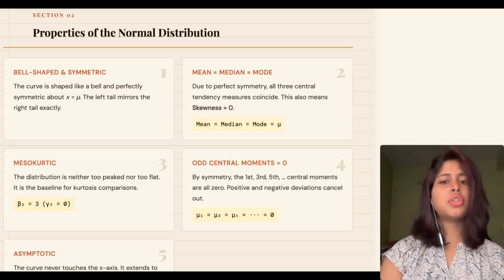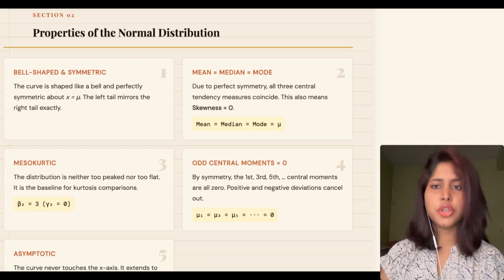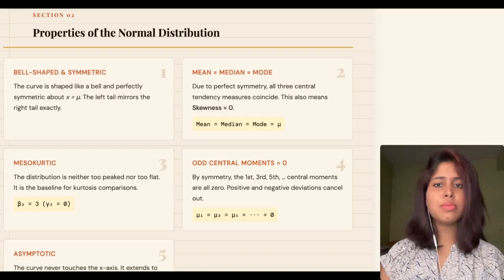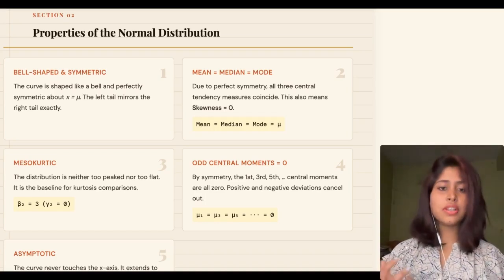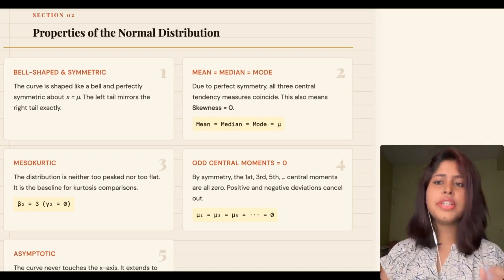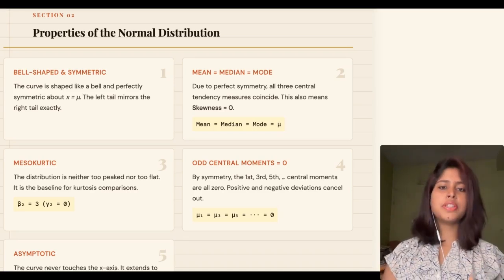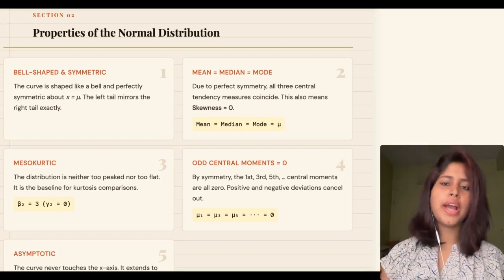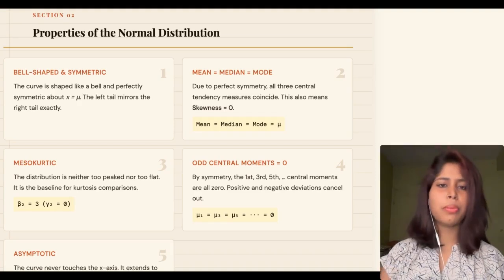Okay, now coming to the next property, which is that all odd central moments are equal to zero. This is a direct consequence of symmetry. The first central moment, the third, the fifth, all are zero. Why? Now, this is a natural question. Because in a symmetric distribution, for every deviation that is plus d from the mean, there's an equal and opposite deviation minus d. So when you raise these to an odd power and add them up, they cancel out perfectly. So every odd central moment vanishes.